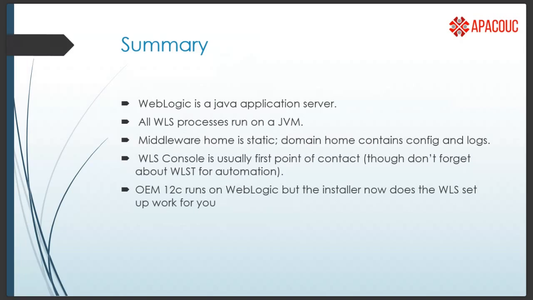As you see here, WebLogic is a Java application server. All WebLogic processes run on a JVM. The middleware home is static, while the domain home contains configuration and logs. If you need it more dynamic, you have to do a lot of configuration. The WebLogic console is the first thing you can start with, and it's part of the DBA job to learn about WebLogic. WebLogic is now a part of E-Business Suite, Enterprise Manager, and a lot of other applications, as you can see.